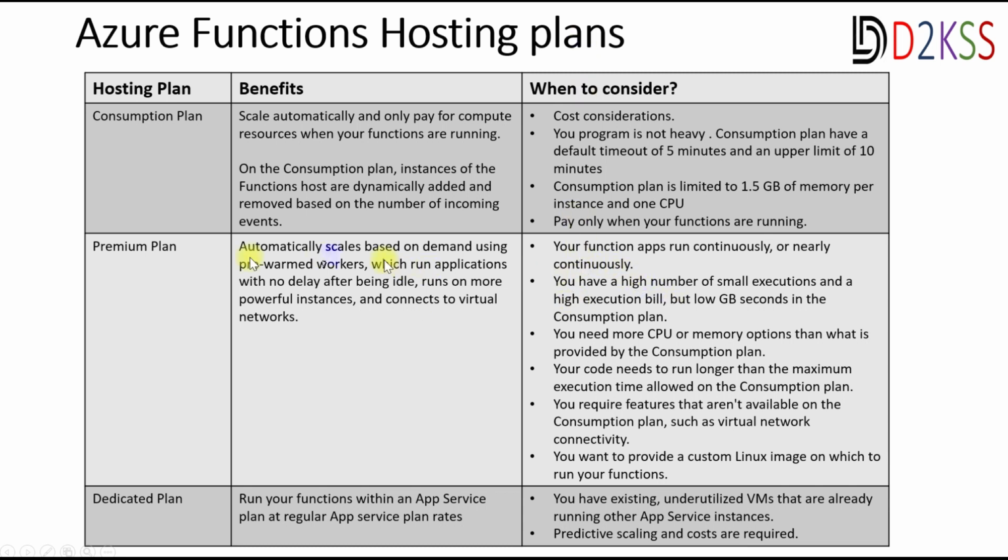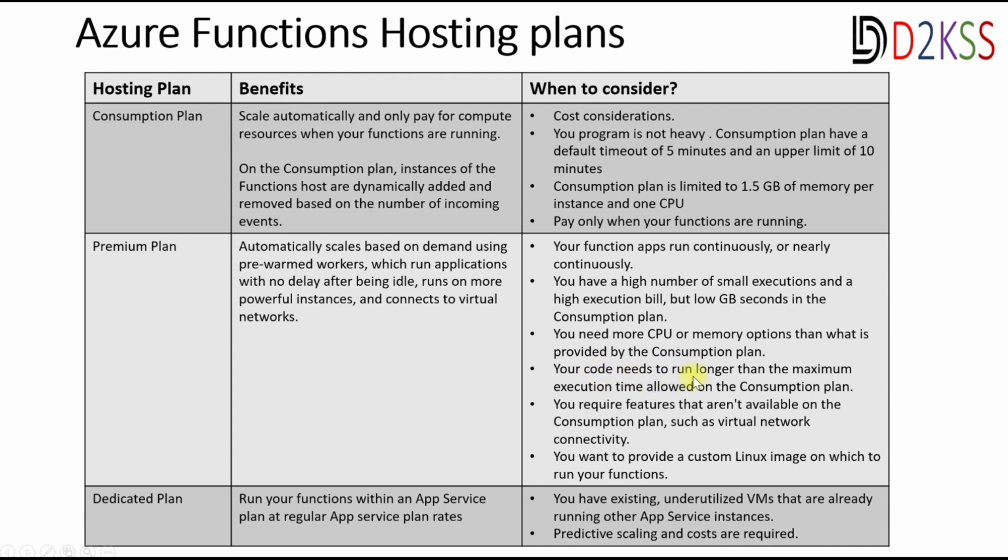So when to consider this premium plan? As we discussed, when your function apps run continuously or nearly continuously, meaning your workload is very high and the number of incoming requests is very high. And you need more CPU or memory options than are provided in the consumption plan. In the consumption plan, we get 1.5 GB of memory per instance. If you want more memory or more CPUs, then you have to go for the premium plan.